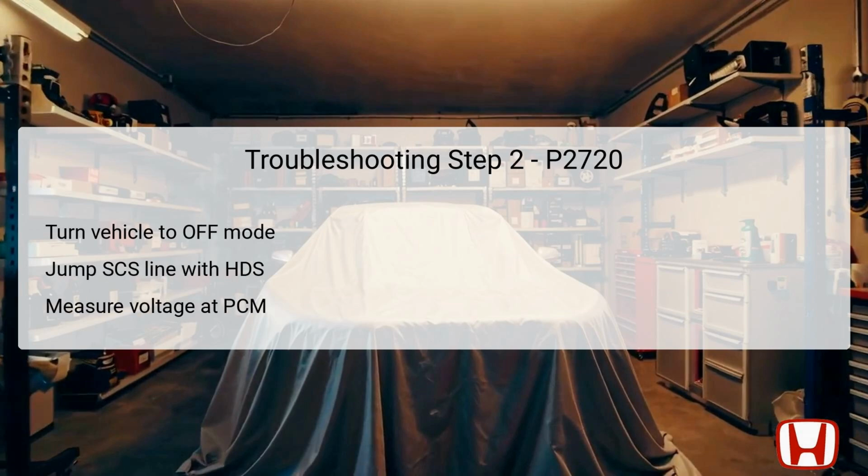Following step 1, move on to the second troubleshooting step. Begin by turning the vehicle to the off lock mode. Then, utilize the HDS to jump the SCS line, ensuring the PCM is protected from potential damage during diagnostics. Wait for more than 1 minute after this action. Disconnect the PCM connector A, 51P to proceed. After this disconnection, turn the vehicle back to on mode.